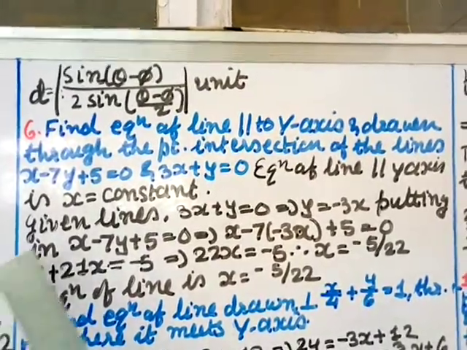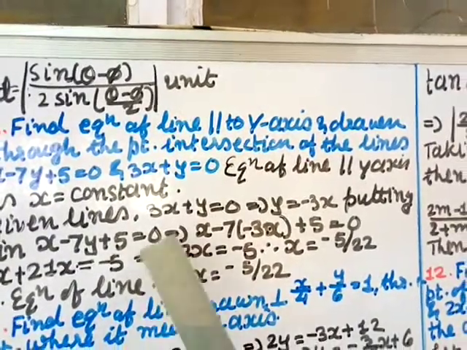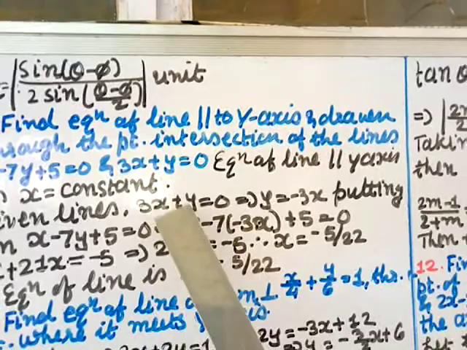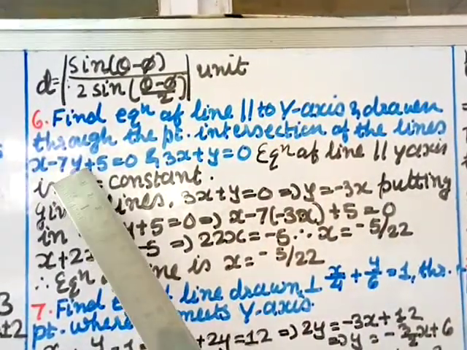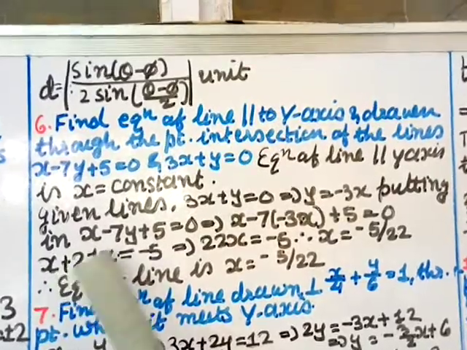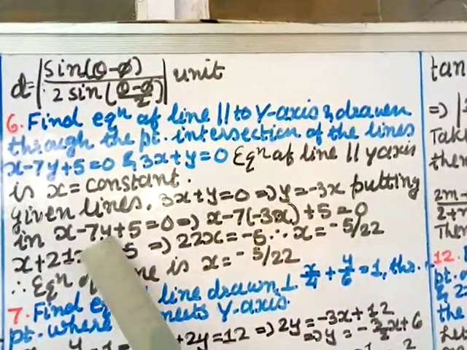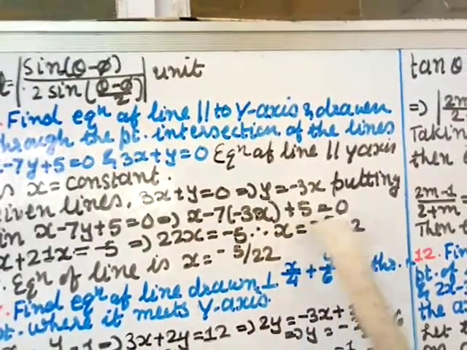Now the lines are given to us. First is this one, second is this one. So first I am writing 3x plus y equal to 0. From here the value of y will be minus 3x. Put this value in the second equation of the line, x minus 7y plus 5 equal to 0. So instead of y you put minus 3x. So you get x minus 7 into minus 3x plus 5 equal to 0.